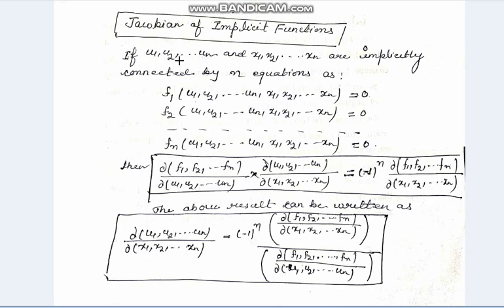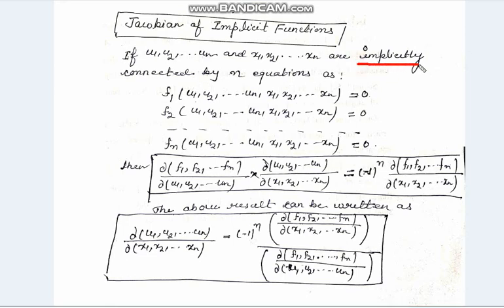So if u1, u2 up to un are functions of n variables x1, x2 up to xn, and these functions are implicitly connected by an equation as f1, the first equation, which is a function of u1, u2 up to un and x1, x2 up to xn. Similarly, f2 is also another function, which is again a function of u1 to un and x1 to xn. And similarly, n equations are given.